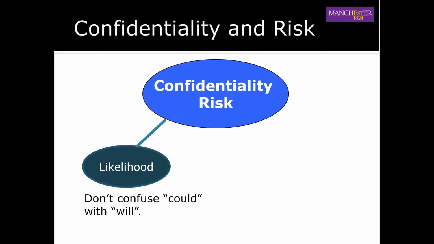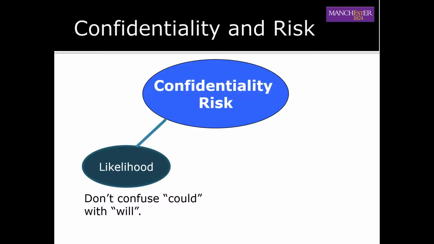One of the errors that people often make when thinking about confidentiality risk and the likelihood of a confidentiality breach is they confuse could with will. I'll illustrate by analogy. Could I, when I go for my walk after I finish my talk, be hit by a meteor? Well, yes, that is a possibility. Will I be hit by a meteor? Well, probably not. In fact, even thinking about it isn't really that functional. It's so unlikely that it's a non-functional thing to be doing. Could I be hit by a car? Yes. Will I be hit by a car? Well, if I'm not careful.